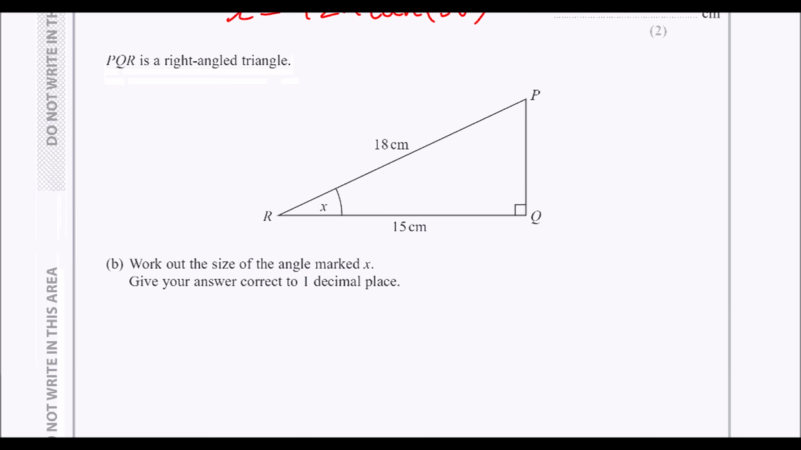PQR is a right angle triangle. Work out the size of angle X. So again, it's not the three lengths in the question. We've got an angle in the question. So it is SOHCAHTOA again.